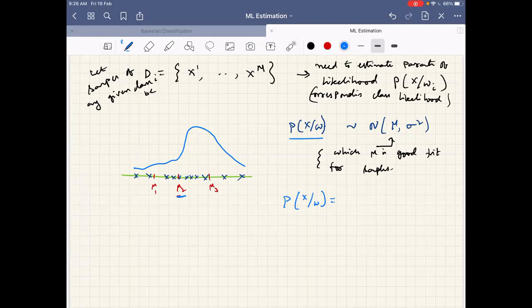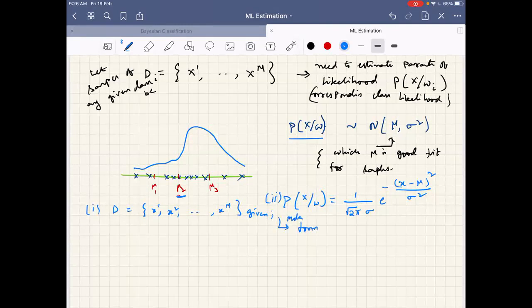What information we have is P of x given omega 1. For a Gaussian distribution it is defined as 1 by root 2 pi sigma, e power minus x minus mu whole square by sigma square. This information is known to us. And further given is the set D, where x1, x2, and so on up to xm. One dimension we are taking. These samples are given. So these are the given informations: the mathematical form and the likelihood form.